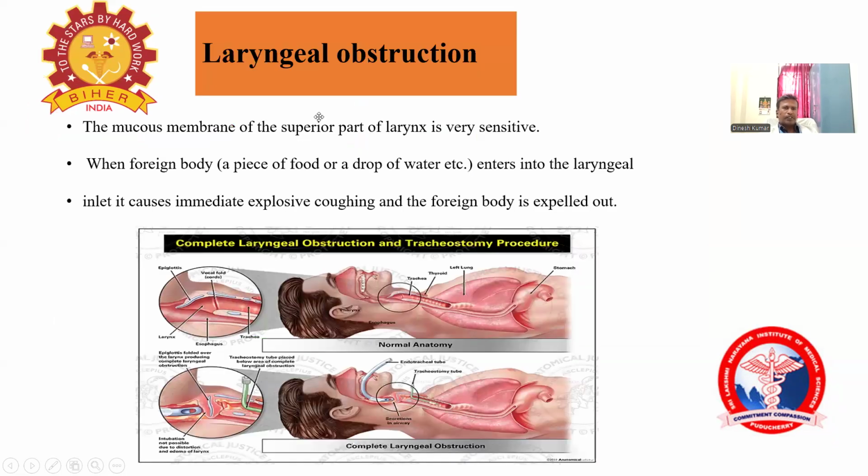Next, the laryngeal obstructions. You can see here the mucous membrane of the superior part of the larynx, which is very sensitive. When a foreign body enters the laryngeal inlet, it causes immediate explosive coughing and the foreign body is expelled. The patient is in the lying position. You can see here complete laryngeal obstruction and the tracheostomy procedure, the endotracheal tube and the tracheostomy tube inserted at the level of C4 and C5, due to the blockage of the laryngeal obstruction.